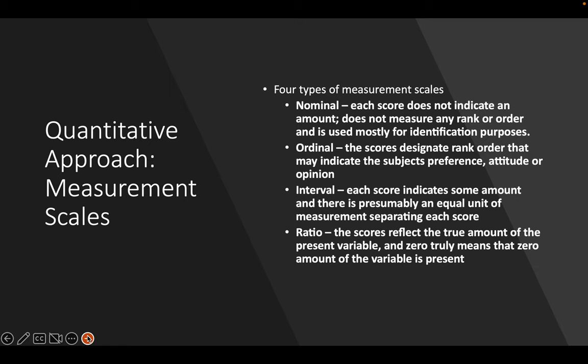And then there's ratio. With ratio, the scores are going to reflect the true amount of the present variable. Zero is going to truly mean zero amount of the variable is present. This cannot include negative numbers. So an example of this would be amount of time watching television, an actual number of minutes, or the actual number of hits in a baseball game.